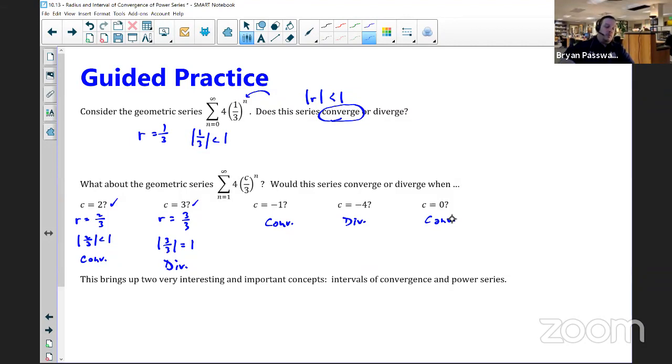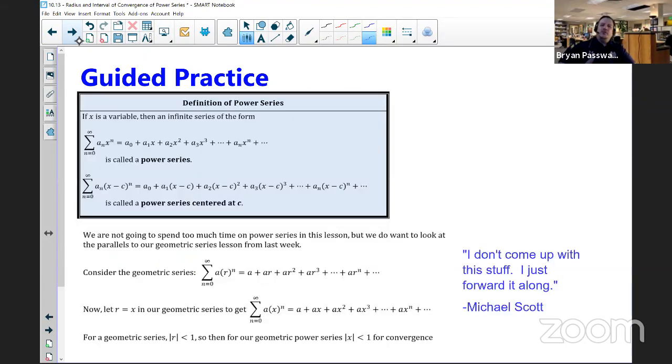And that brings up two interesting and important concepts in calculus. One of them being this idea of intervals of convergence, meaning what are all of the values of C that would make that series converge? And then secondly, this idea of a power series. Power series are pretty important ideas in calculus. We're going to introduce it a little bit today, but we're not going to go into a whole lot of depth because we're going to reinforce it more tomorrow with the ratio test, and we'll reinforce it more with our Taylor polynomials on Wednesday and Thursday as well.